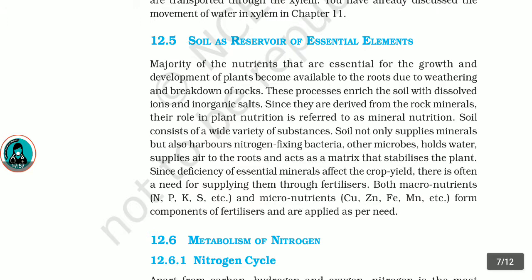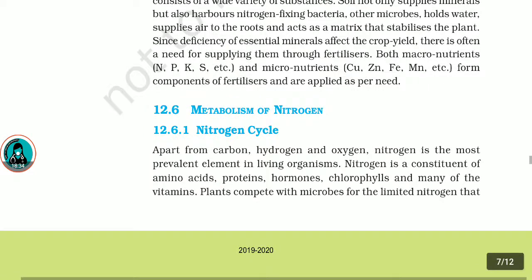Soil consists of a wide variety of substances. Soil not only supplies minerals but also harbors nitrogen-fixing bacteria and other microbes, holds water, supplies air to the roots, and acts as a matrix that stabilizes the plant. Since deficiency of essential minerals affects the crop yield, there is often a need for supplying them through fertilizers. Both macronutrients, such as nitrogen, potassium, phosphorus, sulfur, etc., and micronutrients, such as copper, zinc, iron, manganese, etc., form components of fertilizers and are applied as per need.